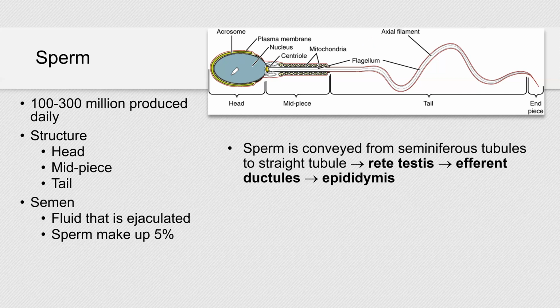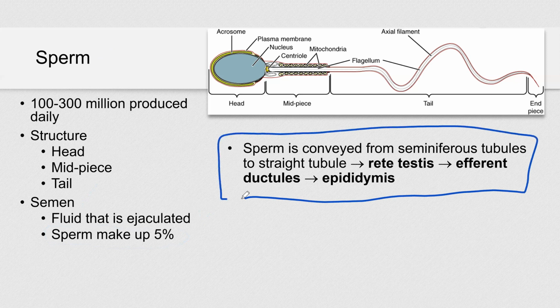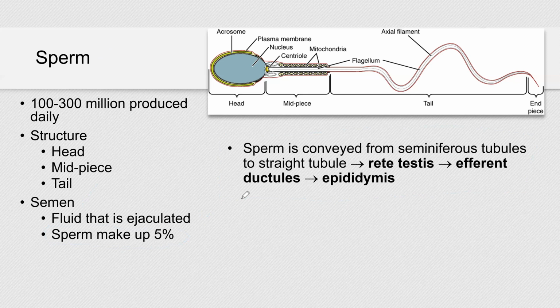Now, during ejaculation, the male does not eject sperm, they eject semen. Sperm makes up to 5% of the semen. Semen is a fluid that is ejaculated, and semen is produced by glands, not by testes. So over here you can see the pathway of the sperm. So sperm is conveyed from seminiferous tubules. Remember those seminiferous tubules inside the testis, then straight tubules, then rete testis, that is this network of tubules, efferent ductules, and epididymis.